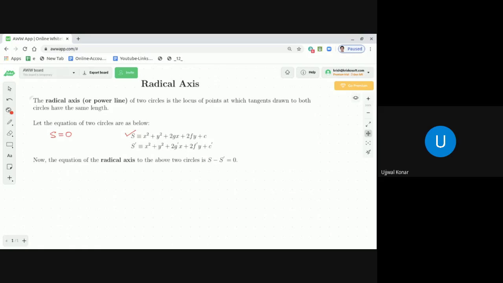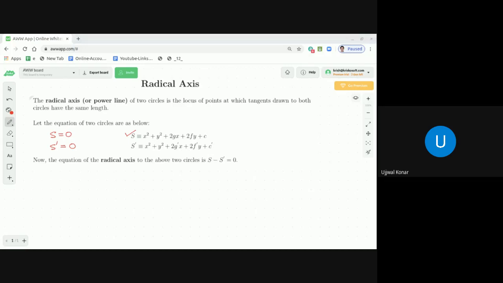Let us understand by taking two equations of the circles. Suppose the first circle has equation x square plus y square plus 2gx plus 2fy plus c equal to 0, that is S equal to 0, the first one. And the second one is S dash equal to 0, where S dash is x square plus y square plus 2g dash x plus 2f dash y plus c dash. Now the equation of the radical axis of the above two circles is a straight line, defined by S minus S dash equal to 0. That is the equation of the radical axis.